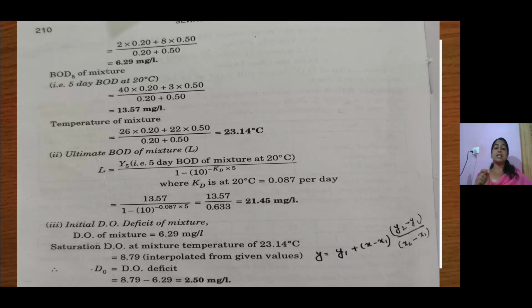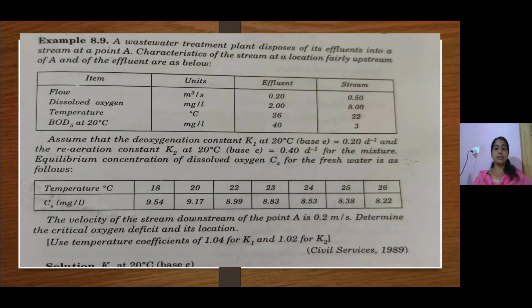Then next is initial dissolved oxygen deficit of mixture. The dissolved oxygen concentration in the mixture is already calculated, that is 6.29 milligram per liter. Then saturation dissolved oxygen at a mixture temperature of 23.14 degree centigrade is equal to 8.79. This value you get from interpolation. That second table in the question gives the temperature and concentration of dissolved oxygen in the sewage water mixing with fresh water, and by interpolating the values at 23 and 24, that is our temperature at the saturation DO is 23.14. So you have to interpolate the values 8.83 and 8.53.